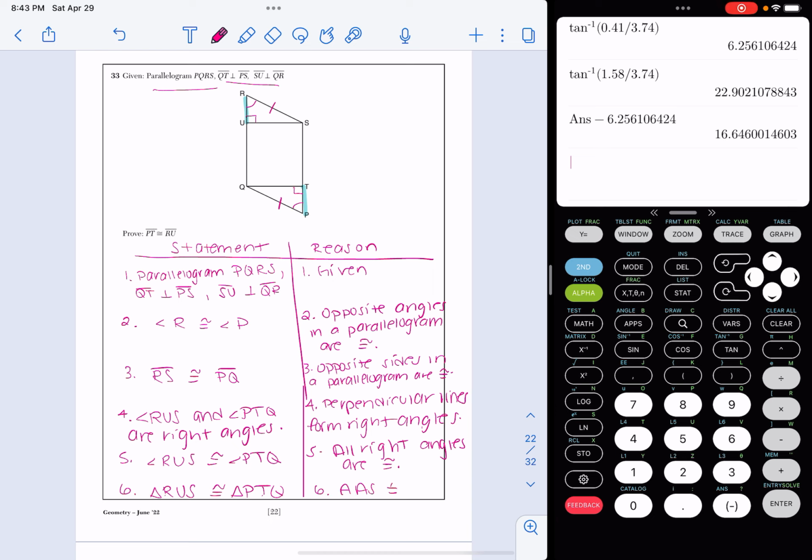angle side is congruent to angle side, basically the angle side congruence theorem. And then our proof statement must come last, so PT is congruent to RU, and that's by CPCTC, because those are two corresponding parts of congruent triangles, therefore they must be congruent to each other.